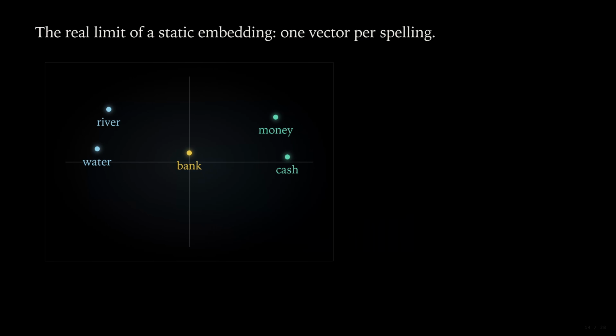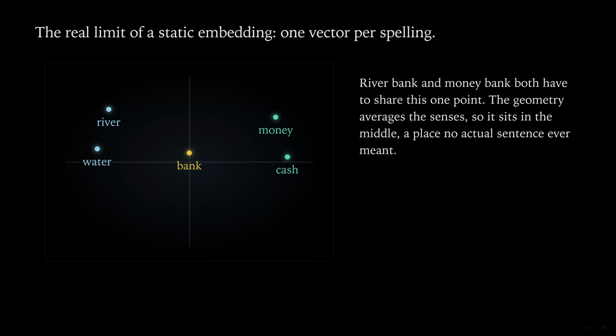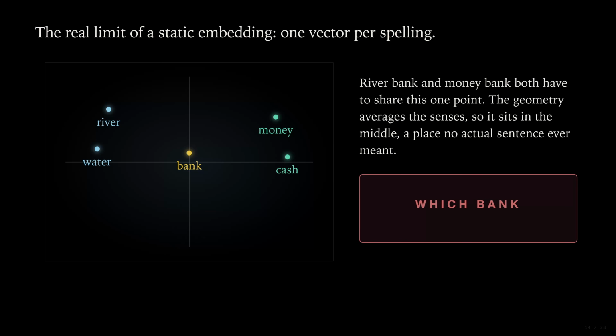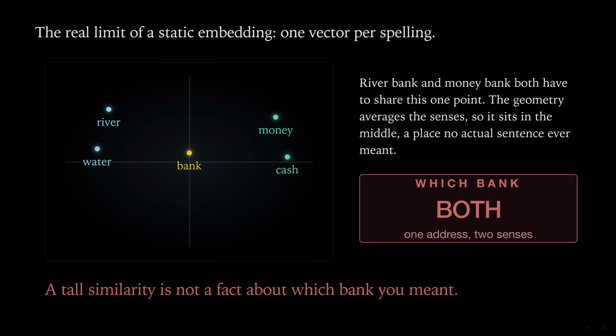And that last point is the real limit of a static embedding. Bank has one vector. River bank and money bank both have to share it. The geometry averages the senses, so the point sits somewhere in the middle, which is a place no actual sentence ever meant. A tall similarity to bank is not a fact about which bank you had in mind. One address per spelling is the whole constraint, and English is full of spellings that do not deserve one address.